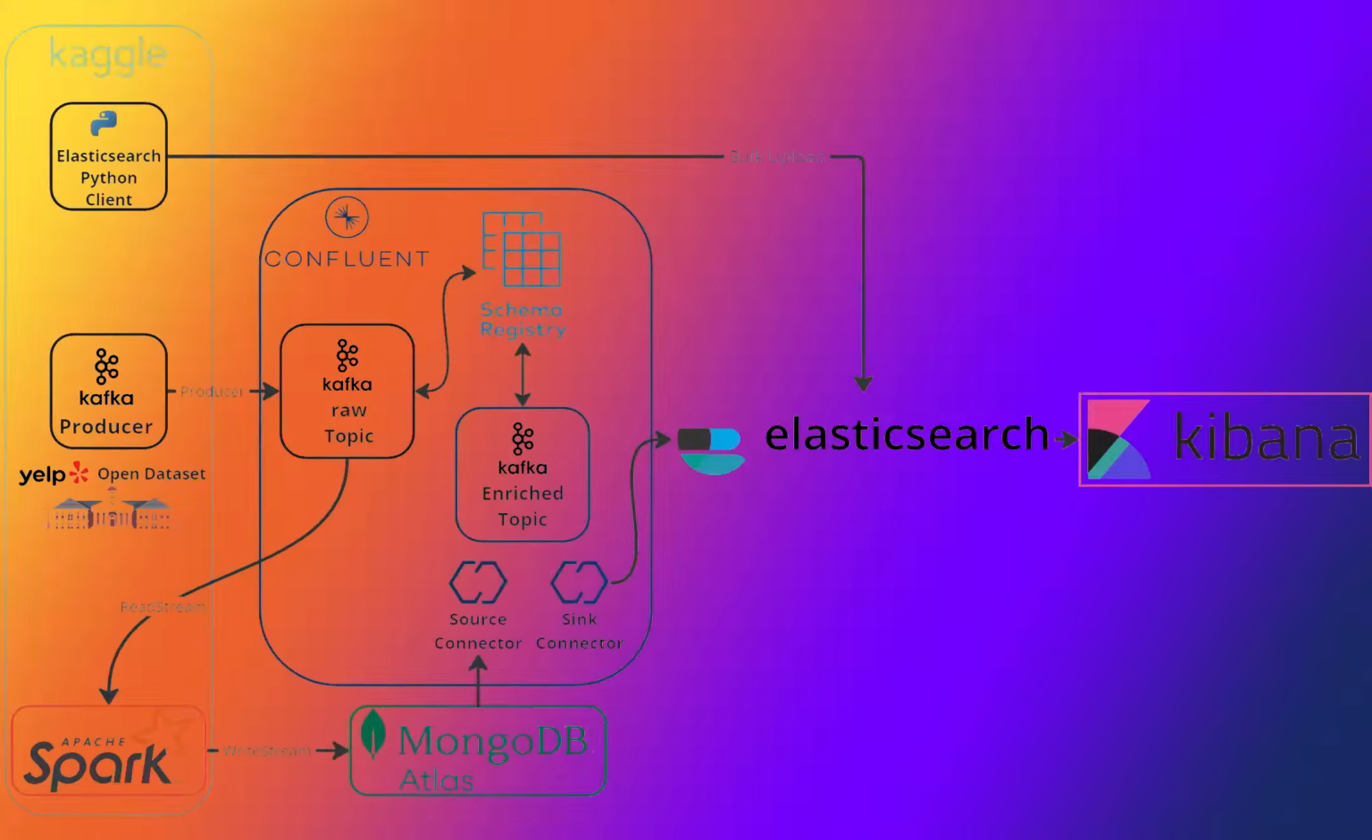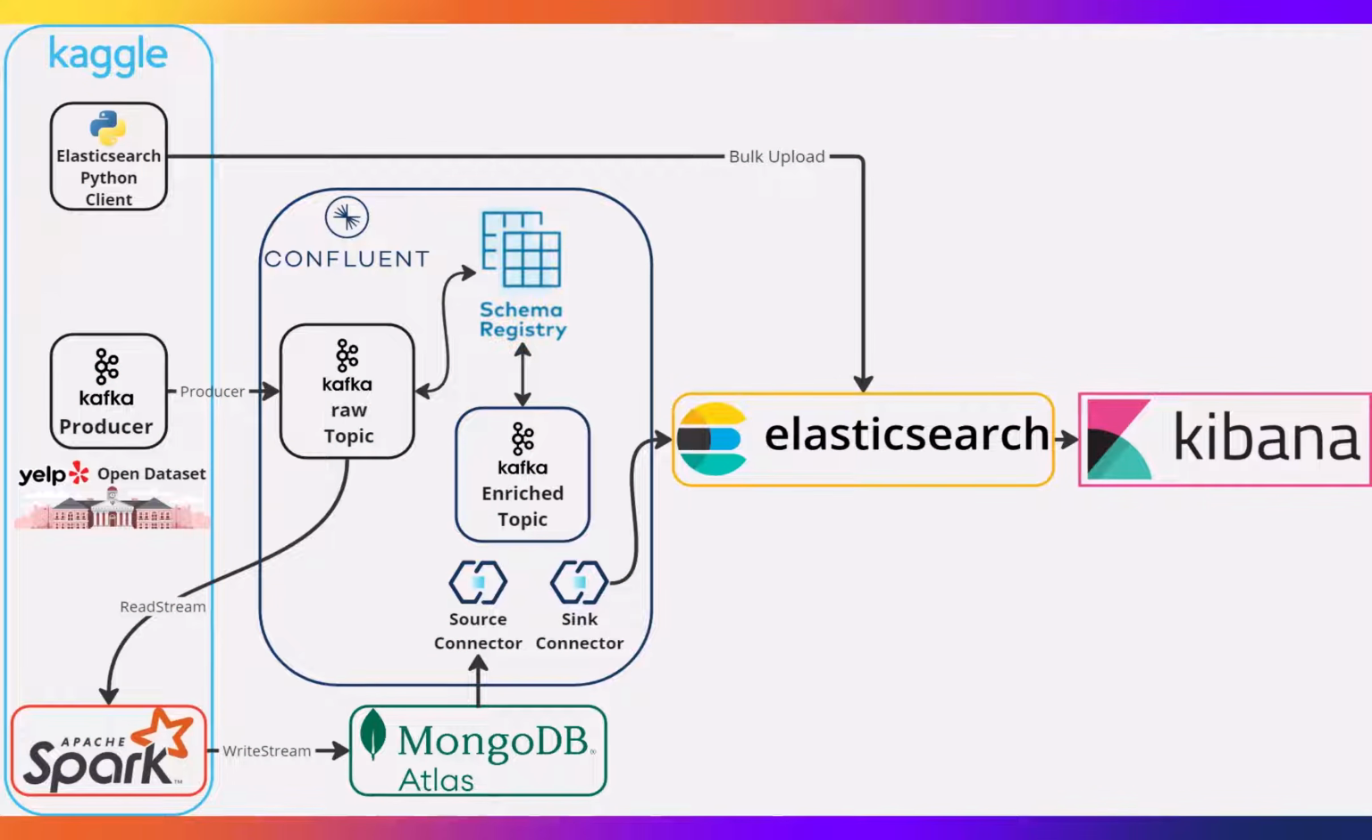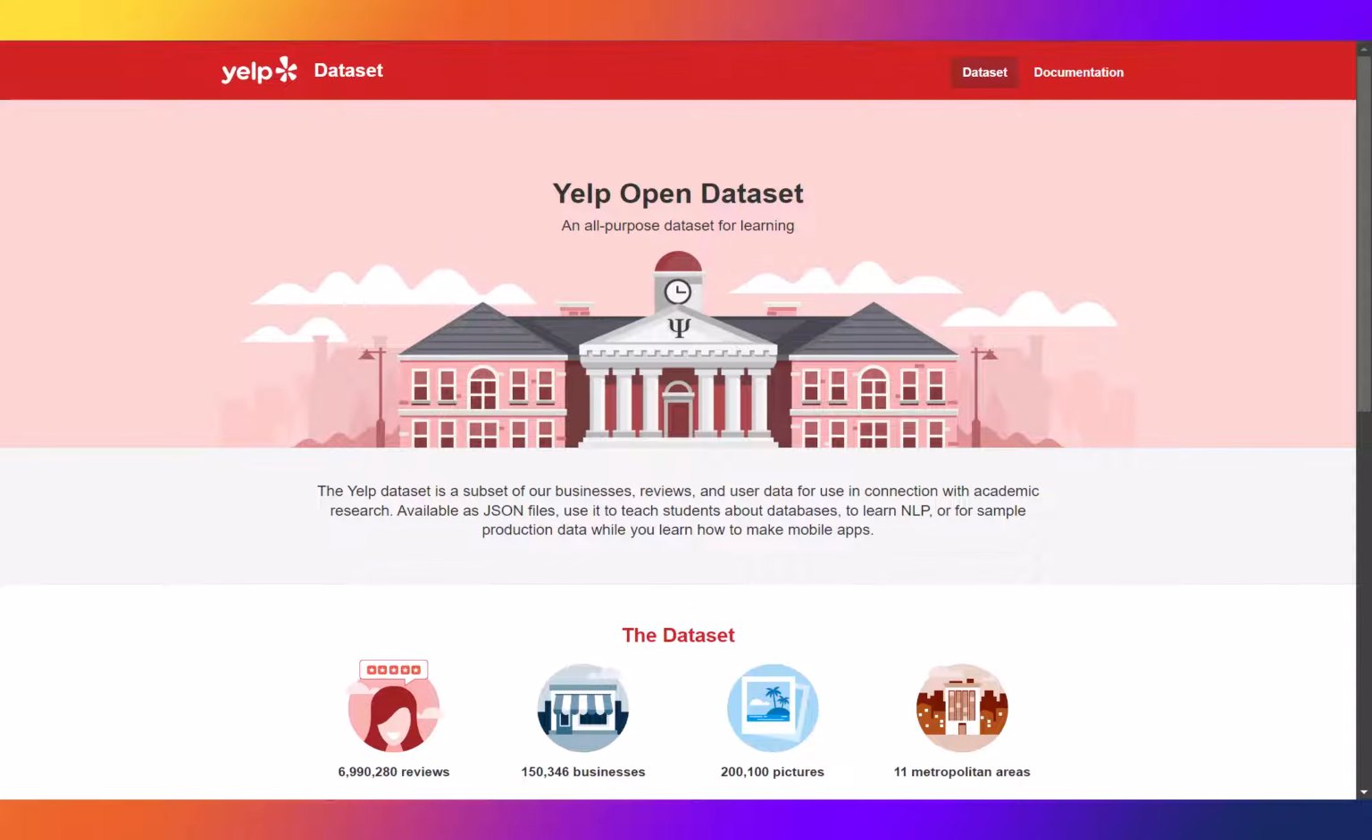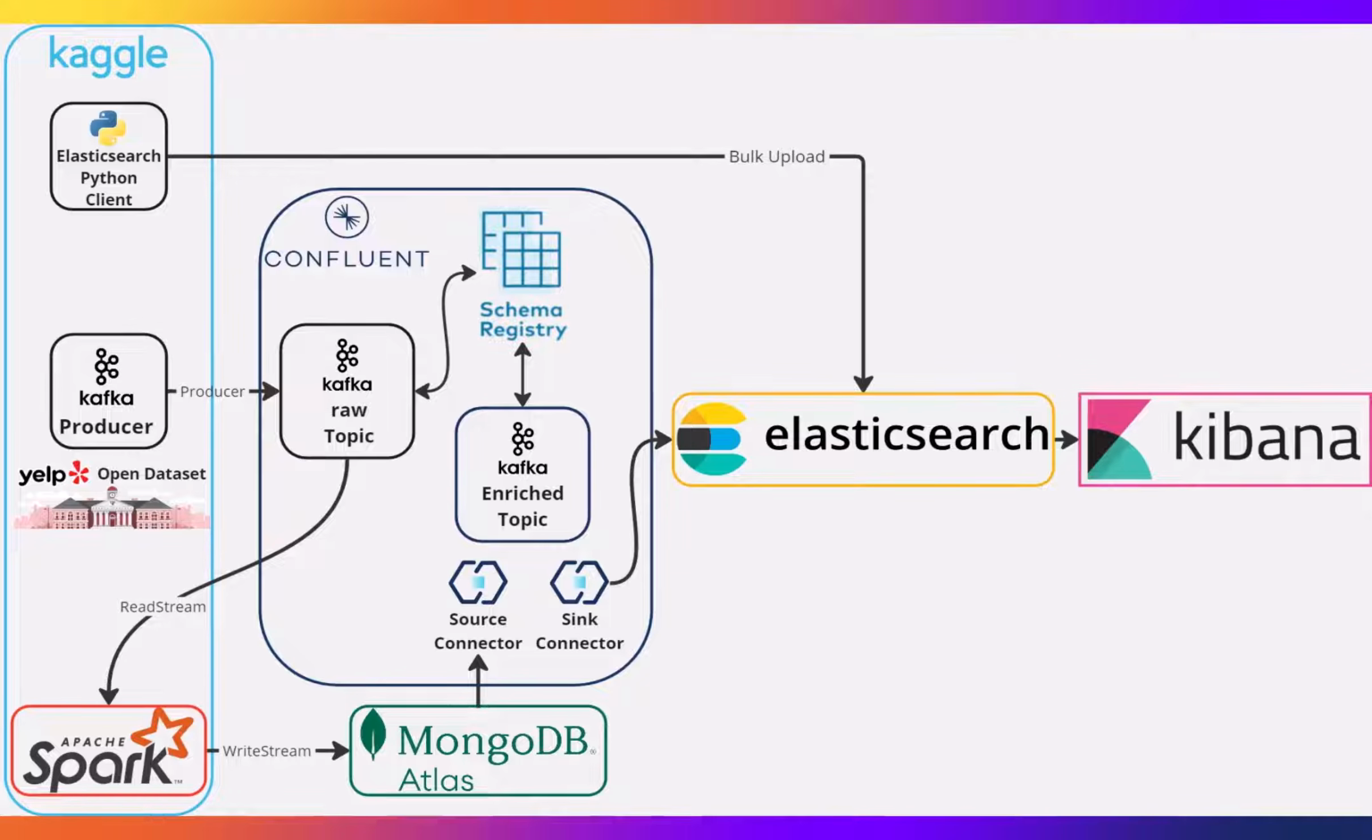Welcome to this tutorial, where I'll walk you through setting up a real-time sentiment analysis system using the Yelp dataset from Kaggle. As you can see from the architecture diagram here, our system involves multiple components working together seamlessly to process and analyze large streams of data in real time.